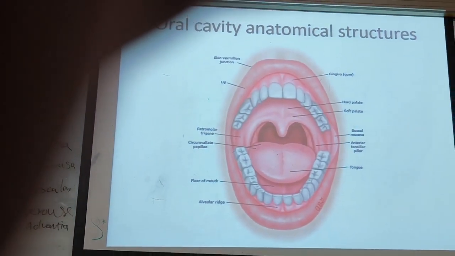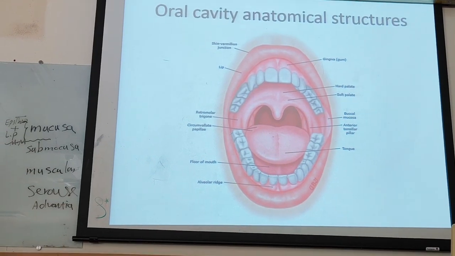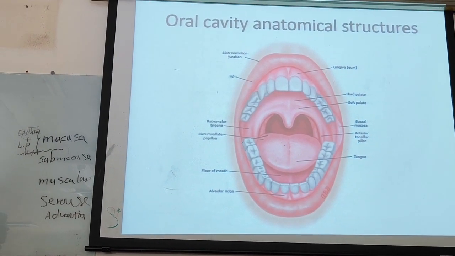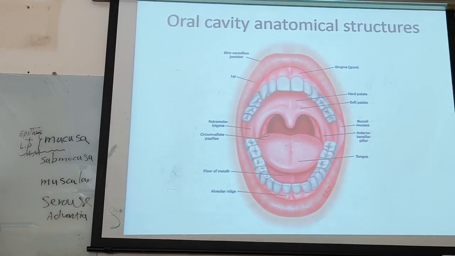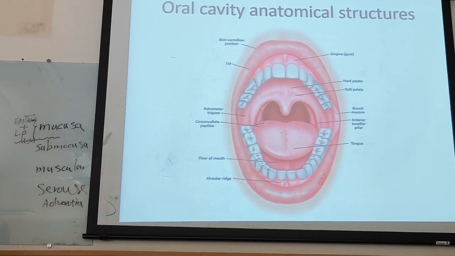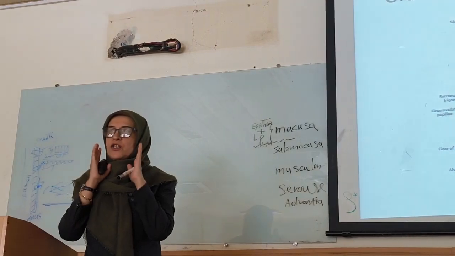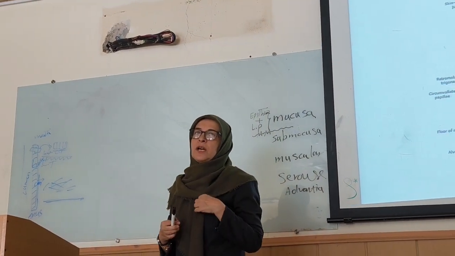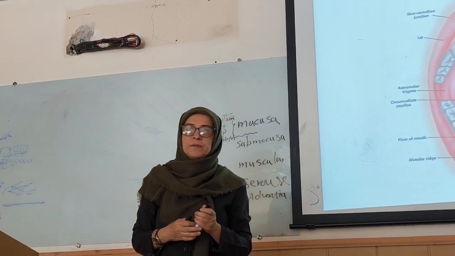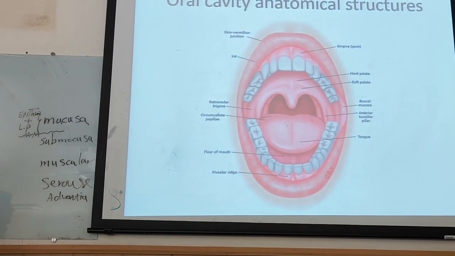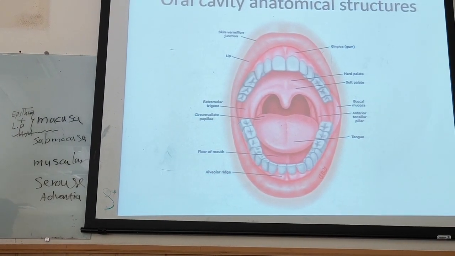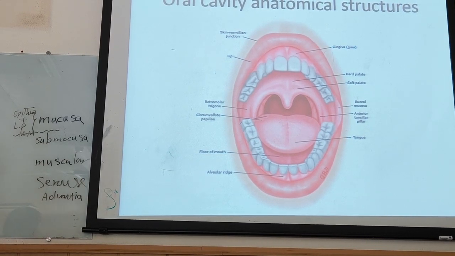It's the first part of the digestive system. In the anterior surface, it is restricted by the lips, upper and lower lips. In the lateral part are the cheeks, and in the posterior it connects to the pharynx. Inside of the mouth, in the inferior surface, there is the tongue, which is a muscular structure.